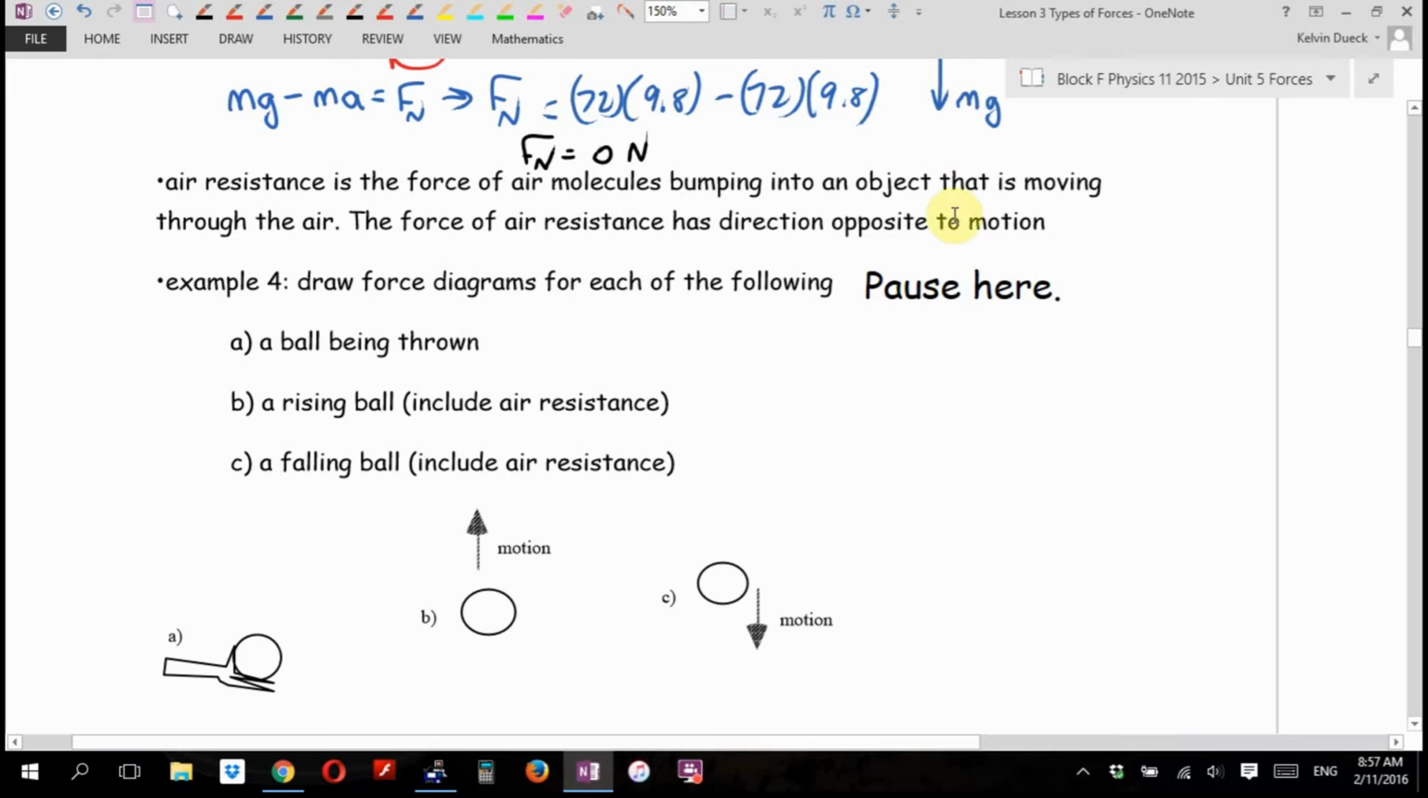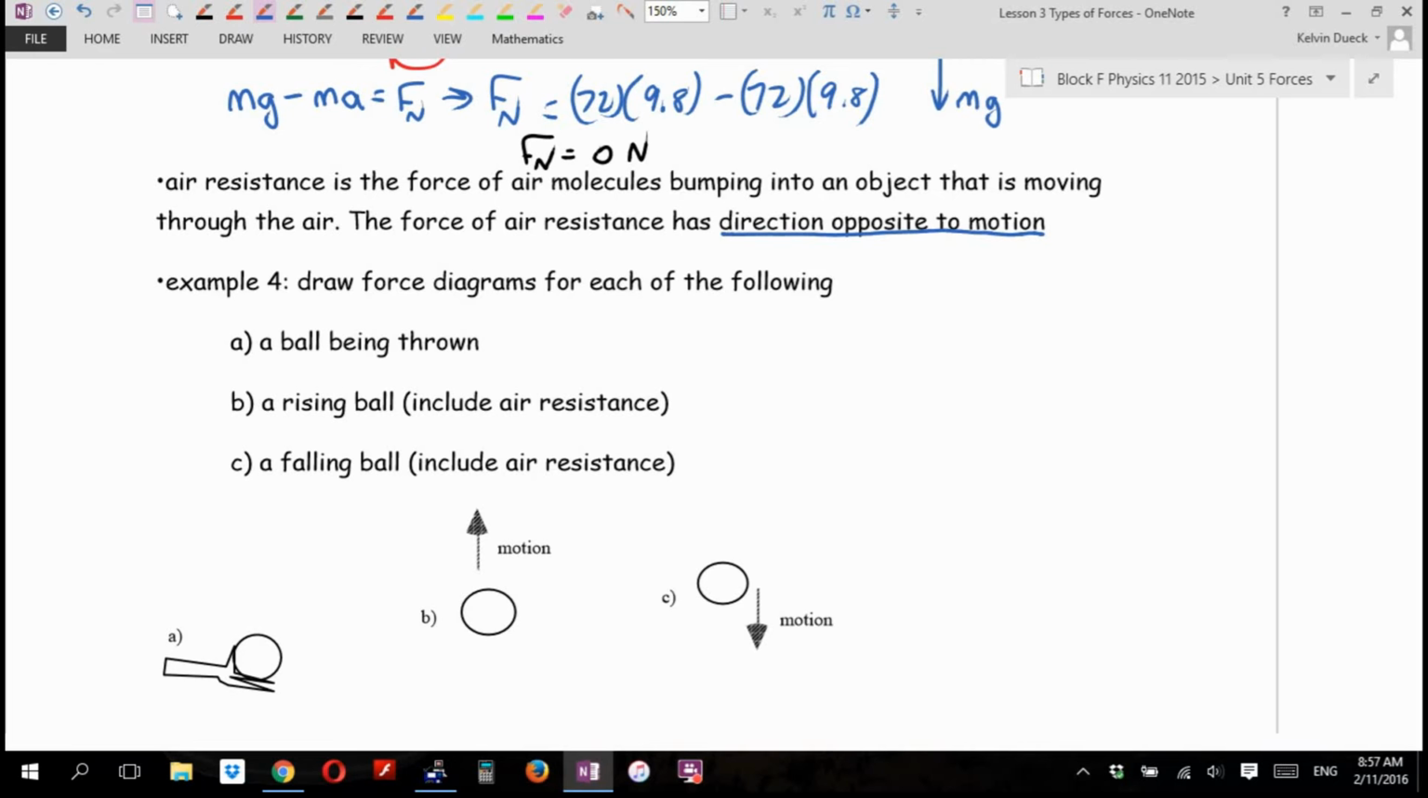So, but this is where we paused. Here's the key. If you want to underline anything, the force of air resistance has direction opposite to motion. If the object is moving left, which way is air resistance? Right. If the object is moving up, which way is air resistance? Down. If the object is moving down, which way is air resistance?